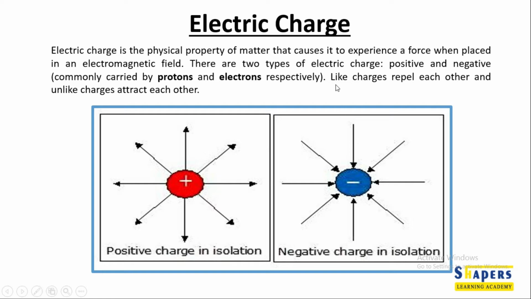So one common property is that like charges repel each other. When you place a proton and a proton, a positive ion and a positive ion, they repel each other, they move away. Whereas a negatively charged electron and a positively charged ion will attract each other.